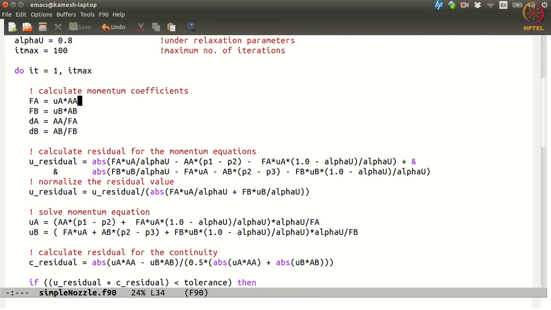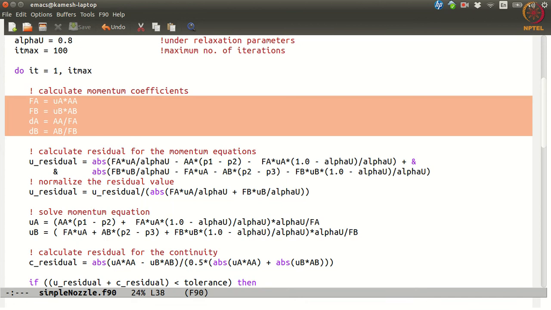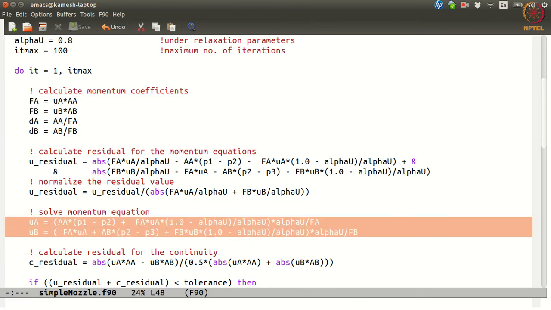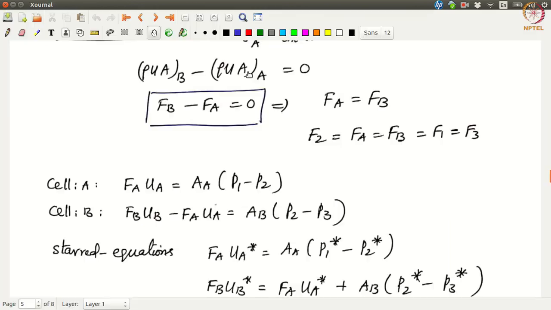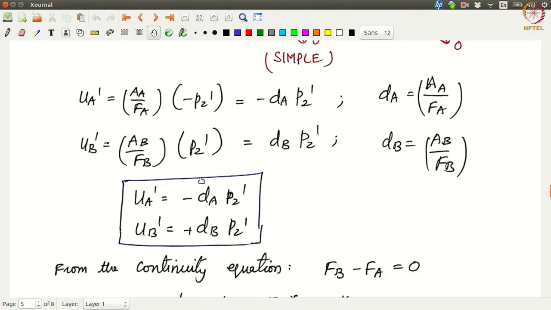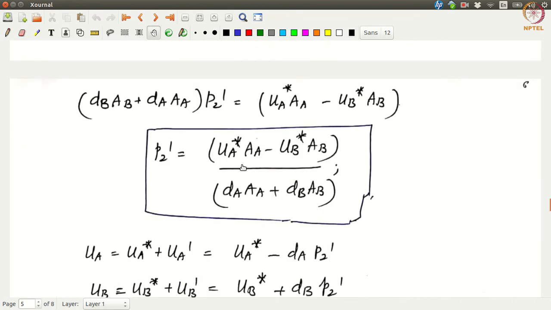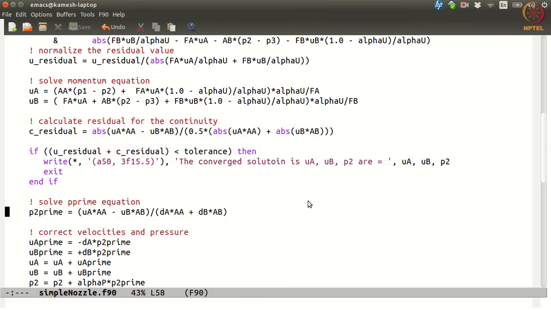So if we go back to the algorithm, we started off with calculating the coefficients, then we computed all the momentum equations, then we have to solve for the pressure correction equation. So P2 prime is coming from our equation. What was P2 prime? P2 prime equals U star AA minus UB star AB upon DAAA plus DBAB. Okay, so that's what we have in the program: P2 prime equals UAAA minus UBAB divided by DAAA plus DBAB.